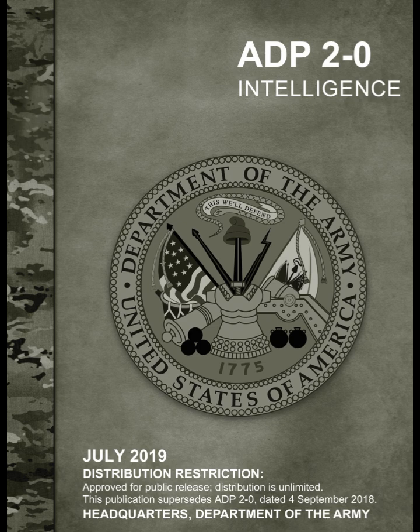Then we have GEOINT, or geospatial intelligence, which involves the analysis of imagery and geospatial data to understand the physical characteristics of the battle space. This includes satellite imagery, aerial photography, and even maps and terrain analysis. So GEOINT helps us visualize the terrain, identify key infrastructure, and track enemy movements, right? Precisely. It's often used to confirm or deny information from other intelligence sources, providing a visual layer to the intelligence picture. That's really interesting. What about OSINT?